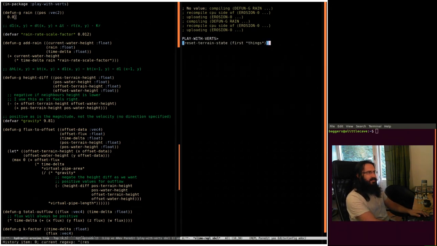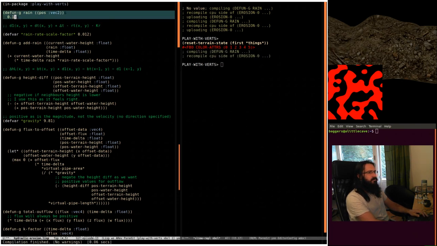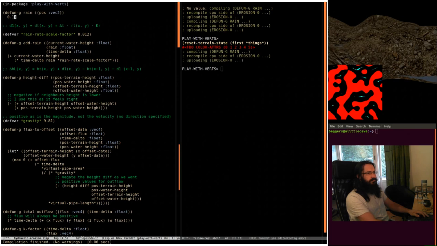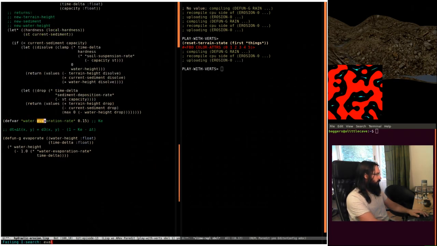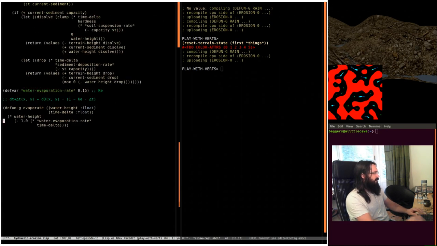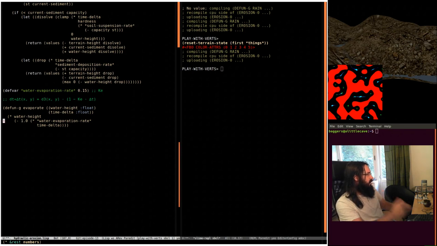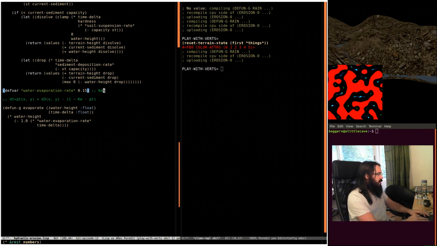Let's reset and see where we are. I don't have a proper plan for what we're doing today, other than just hacking on this as usual. Wait a second, water evaporation height is much higher than it used to be. Let's just set that and see if that makes any difference.